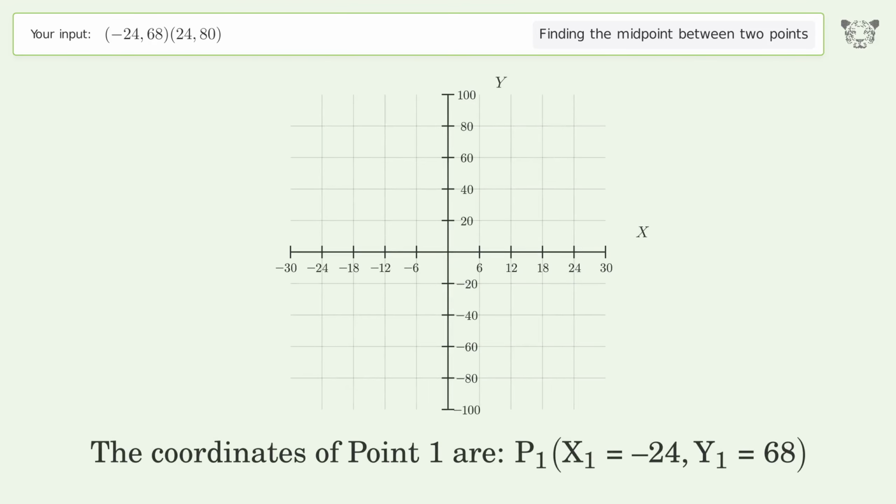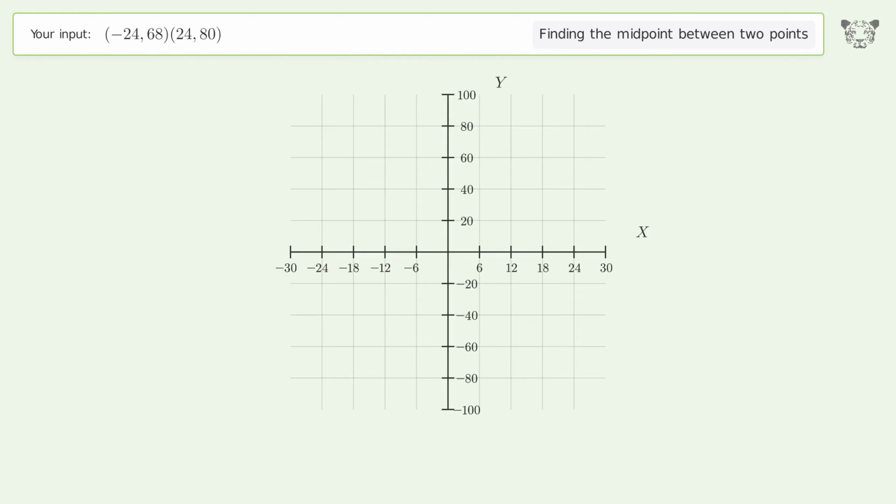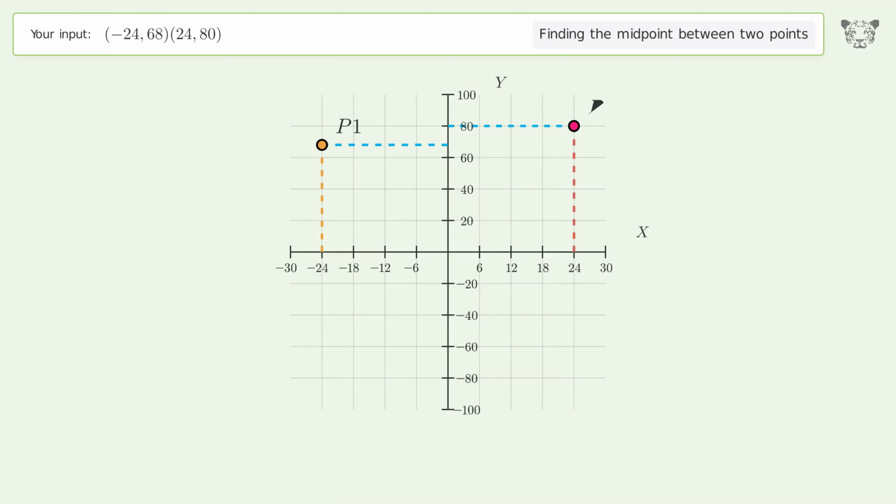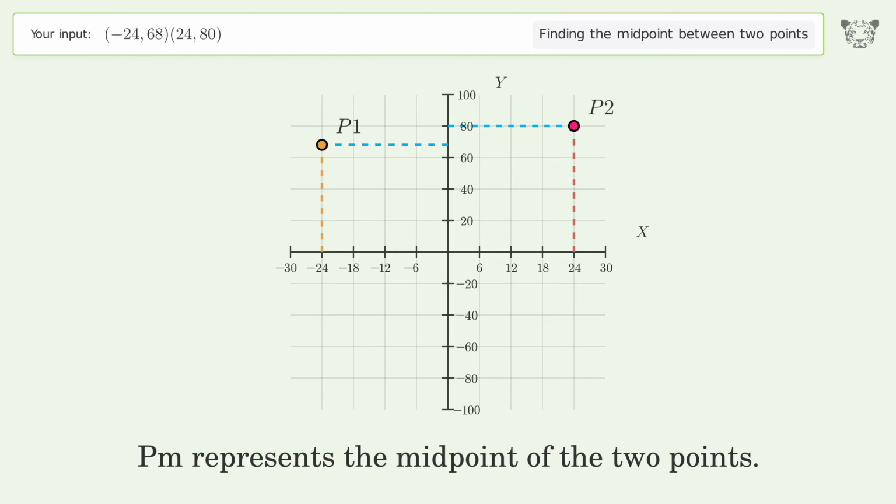The coordinates of point 1 are, x1 equals -24, y1 equals 68. The coordinates of point 2 are, x2 equals 24, y2 equals 80. PM represents the midpoint of the 2 points.